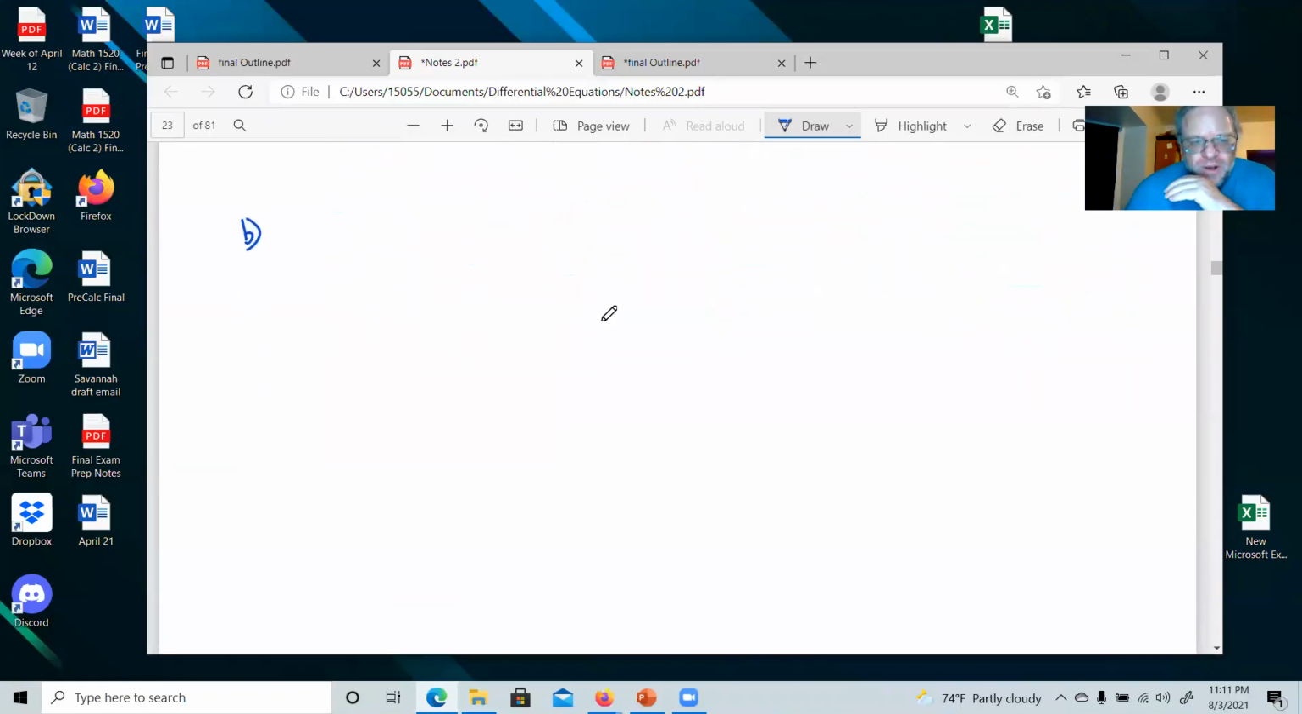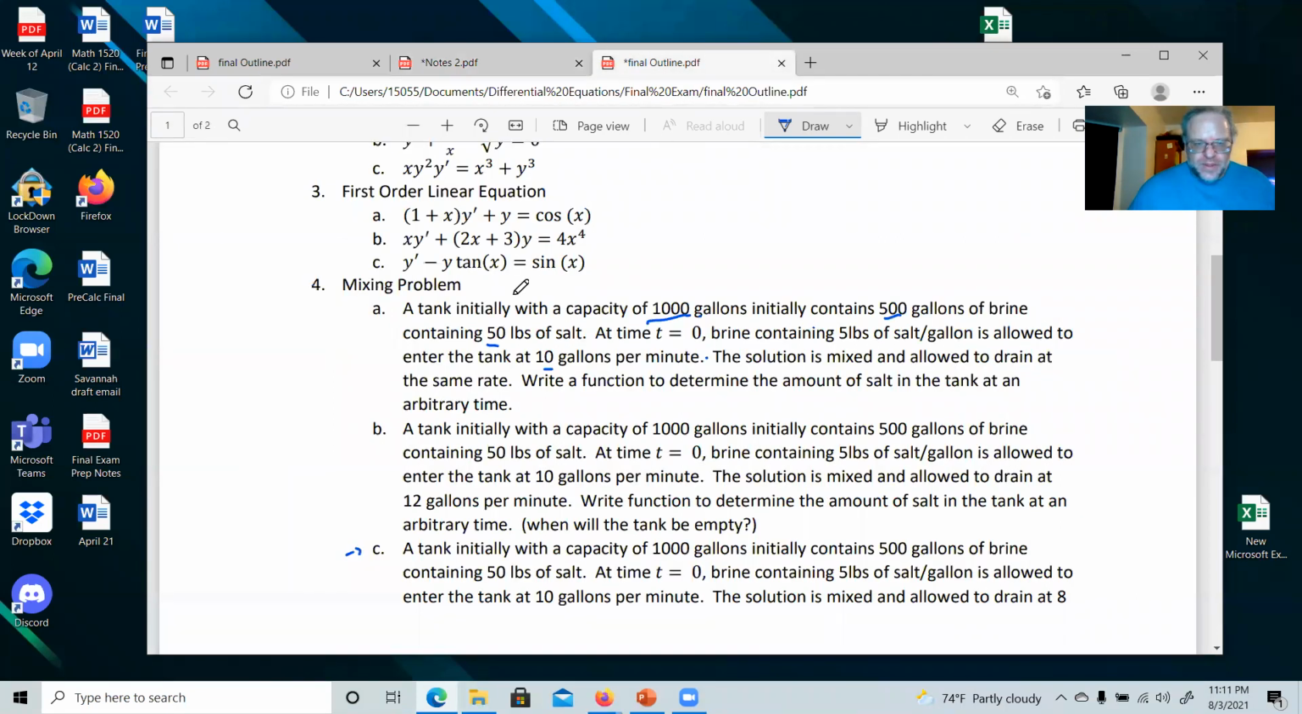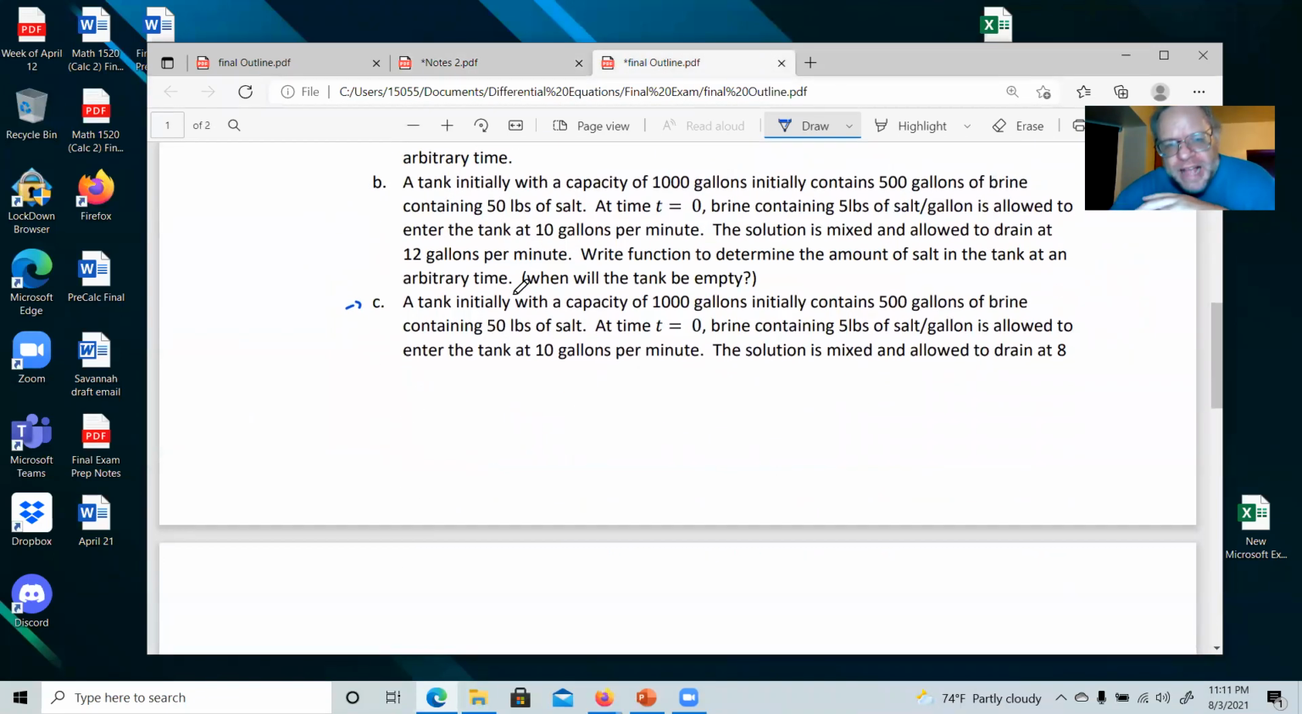All right, so here's what we have. Part B. Let's take a look. A tank with a capacity of 1,000 gallons initially contains 500 gallons of brine containing 50 pounds of salt. At time equals 0, brine containing 50 pounds of salt is allowed to enter the tank at 10 gallons per minute, but it's mixed and allowed to drain at 12 gallons per minute. So it's coming in at 10, it's leaving at 12. So eventually this tank is going to be empty, because we're losing 2 gallons per minute, aren't we?